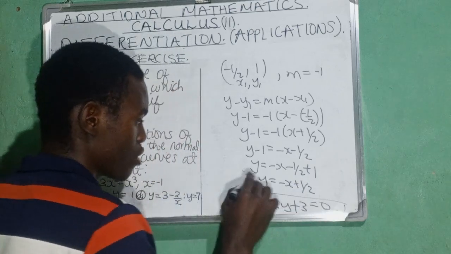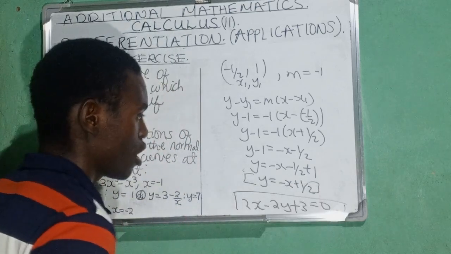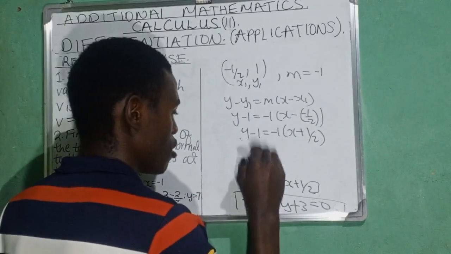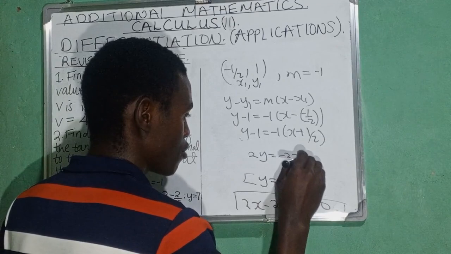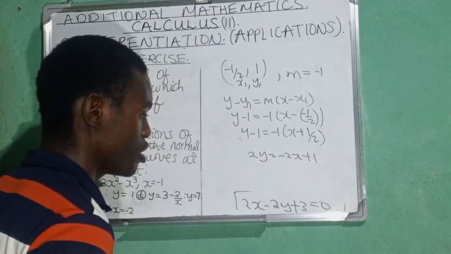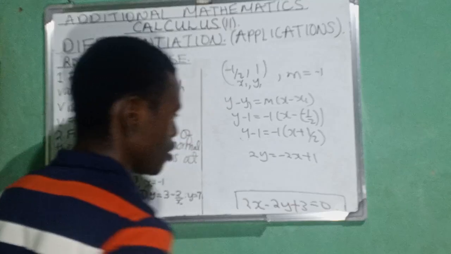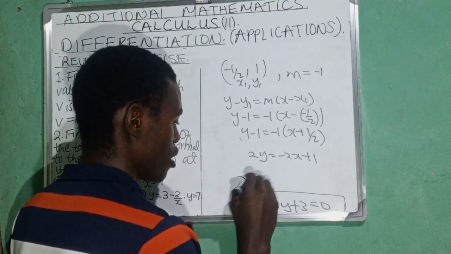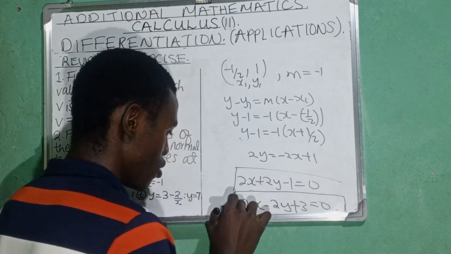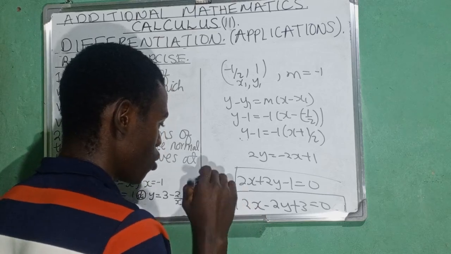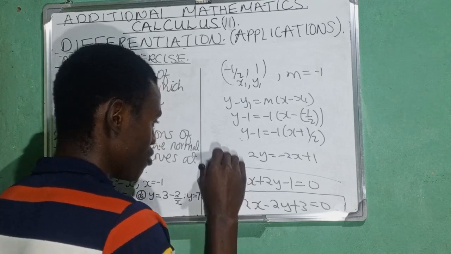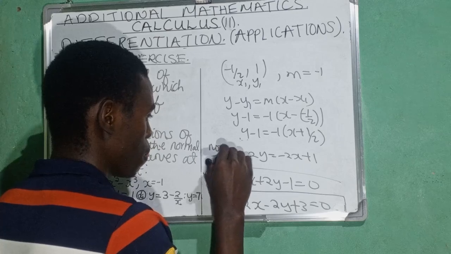And then if you multiply throughout by 2, this is going to become 2y is equal to negative 2x plus 1. Then if you write it in the standard form, your equation of the normal is going to become 2x plus 2y minus 1 is equal to 0. So this is the equation of the tangent. Then this is the equation of the normal.